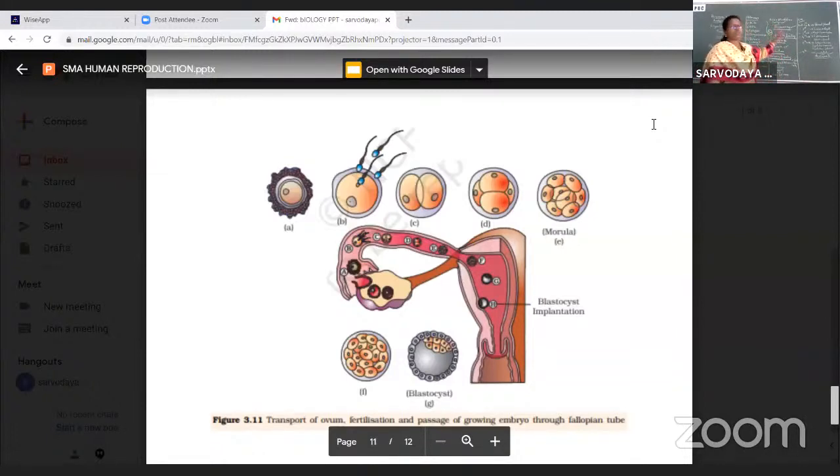As I mentioned, this can be asked for a 5-mark question. Well, when you're talking about parturition, what is parturition? It is nothing but delivery of the baby.